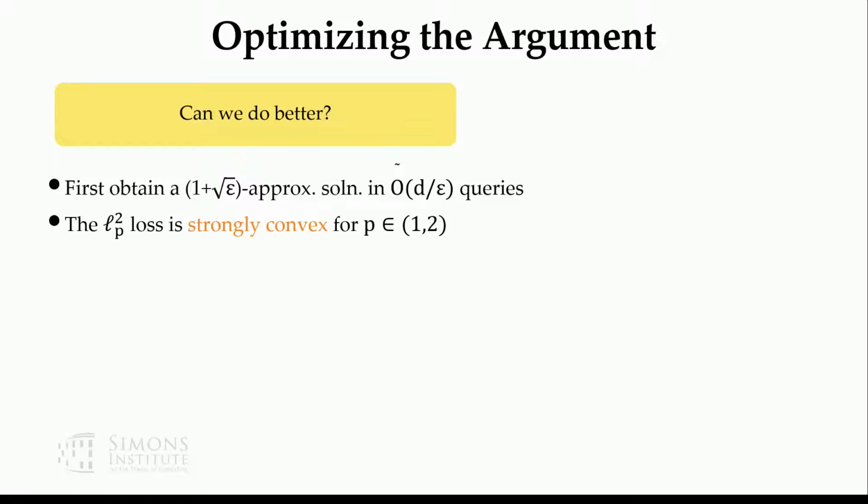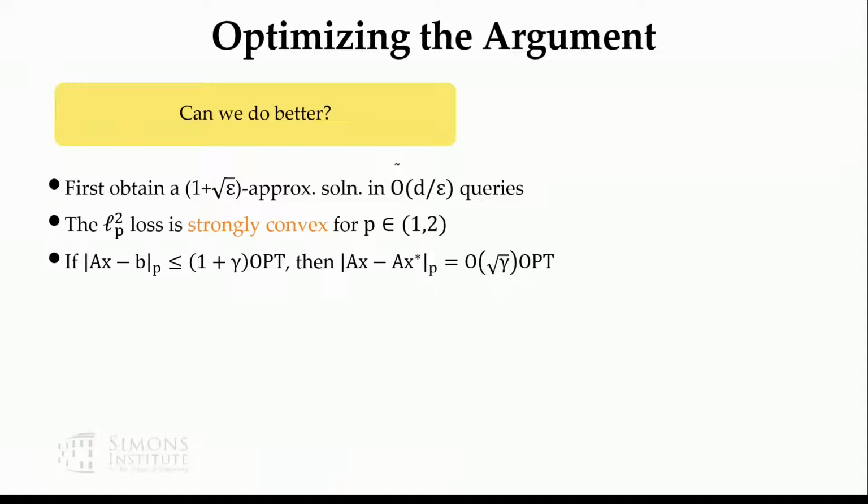Okay. Then the key point is that the Lp squared loss is strongly convex with respect to the Lp norm for p between 1 and 2. And what does that mean for us? Well, it means that if I have a solution x such that the p-norm of Ax minus b is at most 1 plus gamma times opt, then in fact Ax has to be close to Ax star. You can't have Ax and Ax star being very far apart and both being good solutions. And in particular, it means that the p-norm of Ax minus Ax star is order root gamma times opt.